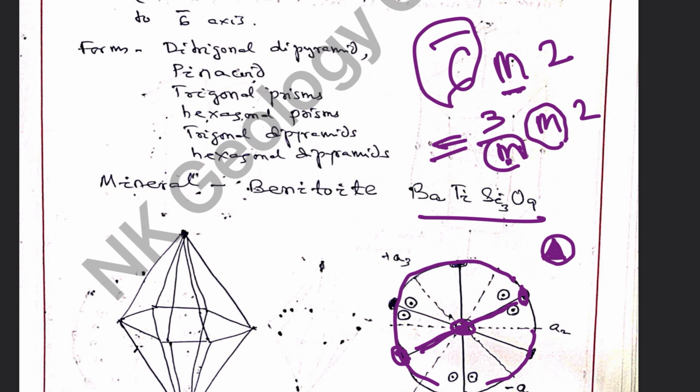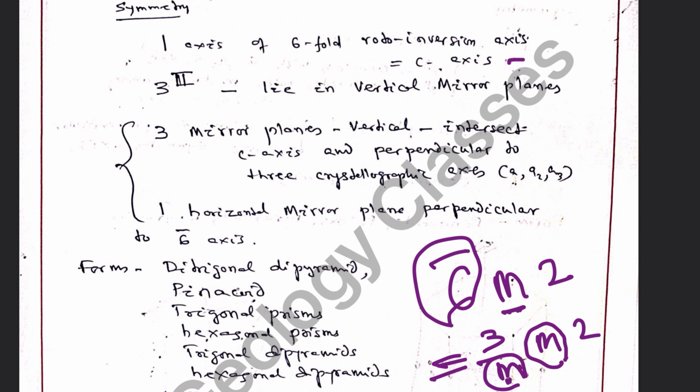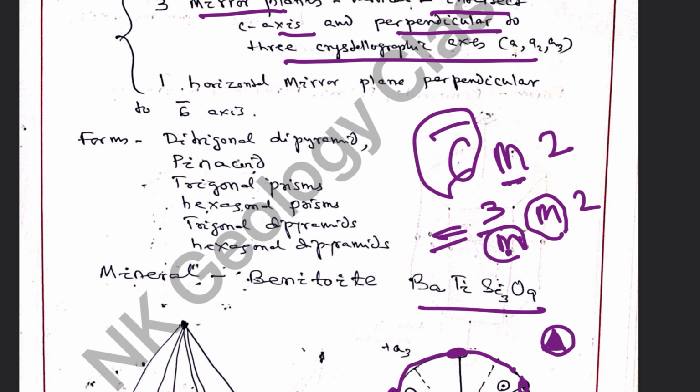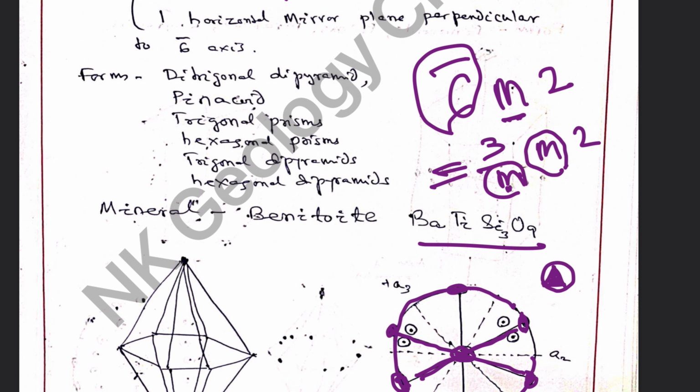These are the three axes of 2-fold symmetry, containing the mirror planes. So we have three vertical mirror planes which intersect the C axis and are perpendicular to the three crystallographic axes. This we will have to remember. They are perpendicular to the three crystallographic axes.